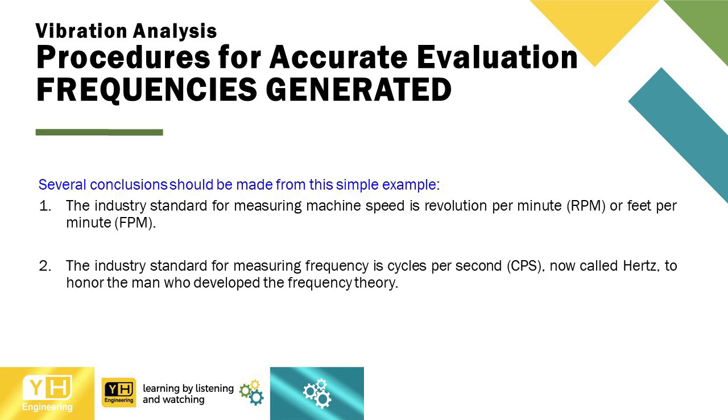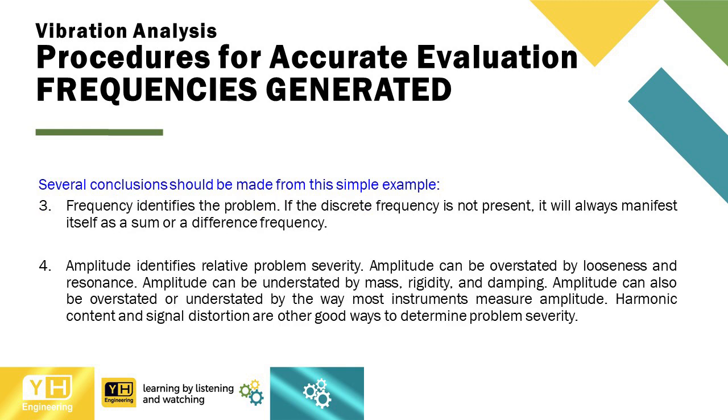Several conclusions should be made from this simple example. Number 1, the industry standard for measuring machine speed is revolutions per minute or RPM, or feet per minute or FPM. Number 2, the industry standard for measuring frequency is cycles per second, CPS, now called Hertz, to honor the man who developed the frequency theory. Number 3, frequency identifies the problem. If the discrete frequency is not present, it will always manifest itself as a sum or a difference frequency.